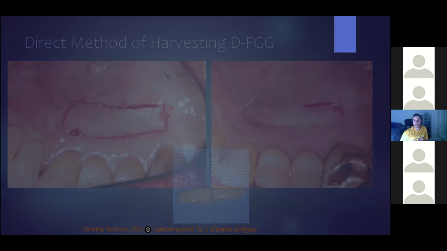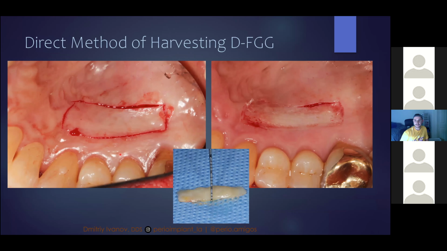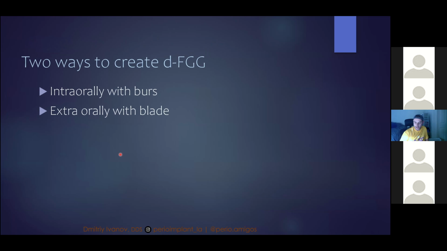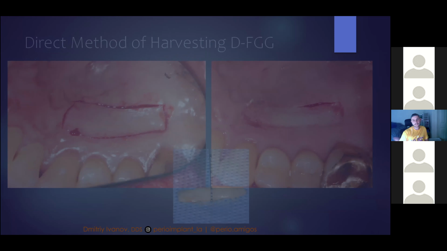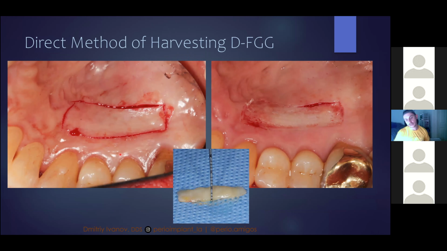There's two ways to create deepithelialized FGG. You can do it intraorally with the burr, or you can do it extraorally with the blade. So intraorally is like this. You create an outline, you take a diamond burr, you just deepithelialize, remove the top layer of epithelium with a high speed. And then you can harvest this piece right here just by removing it the way you would remove a free gingival graft, right? It's just now it's the deepithelialized version.